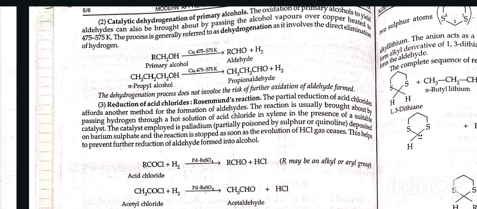Second, catalytic dehydrogenation of primary alcohols. The oxidation of primary alcohols to yield aldehyde can also be brought about by passing the alcohol vapors over copper heated to 475 to 575 Kelvin. This process is generally referred to as dehydrogenation as it involves the direct elimination of hydrogen. Primary alcohols in presence of copper at the temperature 475 to 575 Kelvin give aldehyde plus H2, and propyl alcohol in presence of Cu at 475 to 575 Kelvin gives propionaldehyde.